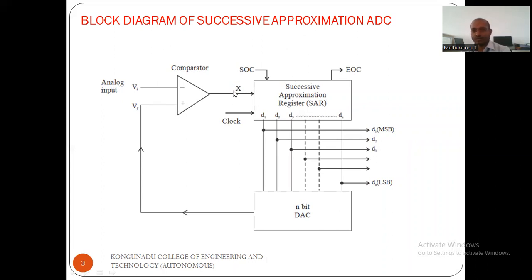Based on the comparator output, the SAR generates the digital outputs. We need to provide the clock signal to produce the digital output. So a total of three input signals are available for the successive approximation register: one is the comparator output, another is SOC, and the third is the clock pulse. After conversion of the digital signal, the end of conversion signal is given by the SAR. Again, this digital signal is converted into an analog signal for providing the feedback.